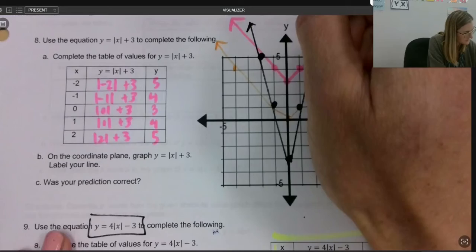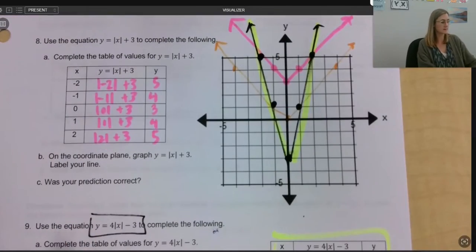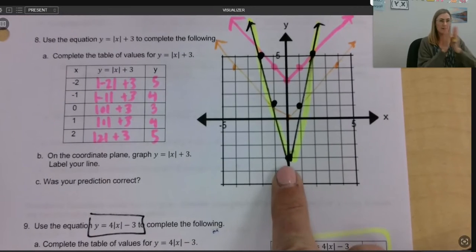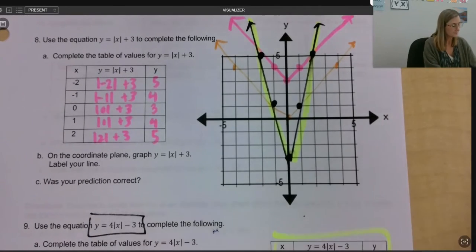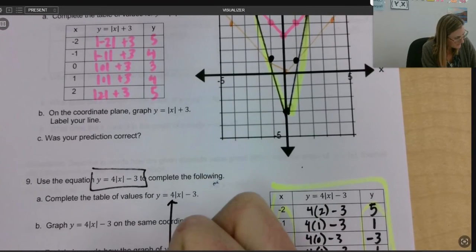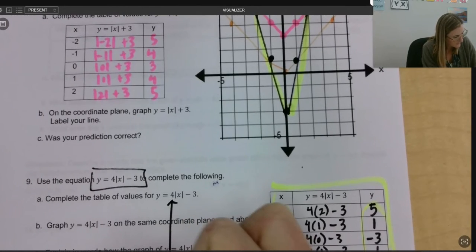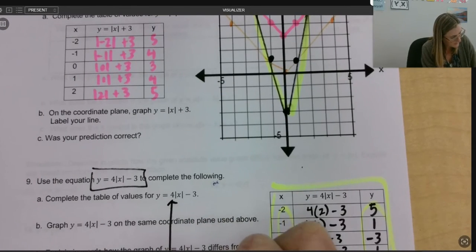So my vertex, or where that point comes to the V, right here, is now at 0, -3. But my graph also got a lot skinnier, or a lot more narrow. So this 4 right here makes the graph narrow, or narrower.